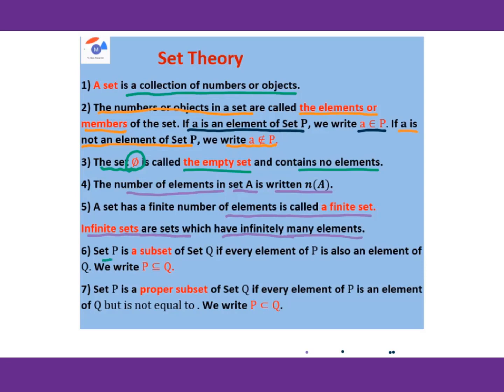Set P is a subset of set Q if every element in P is also an element of Q. We write this way. Set P is a proper subset of set Q if every element of P is an element of Q, but P is not equal to Q. We write like this.